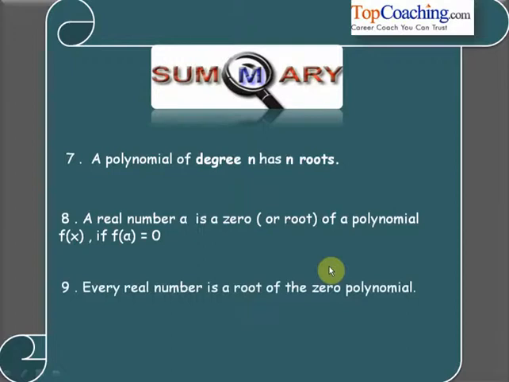Every real number is a root of the zero polynomial. So the zero polynomial is nothing but 0. So if we put any real value, then we would get the result as equal to 0. So we can say that all the real numbers would be the root of the zero polynomial.